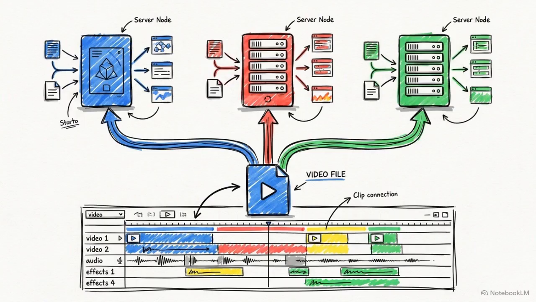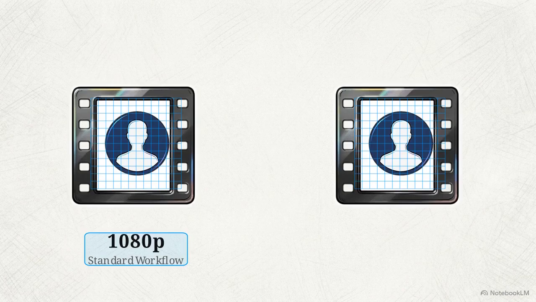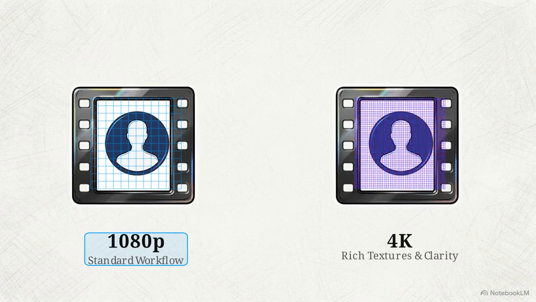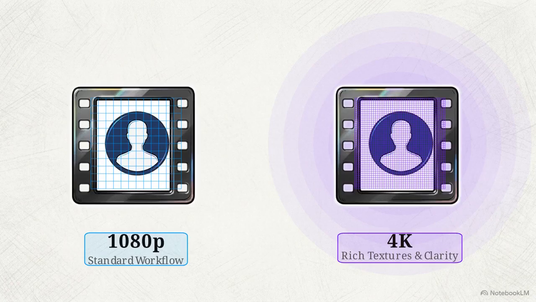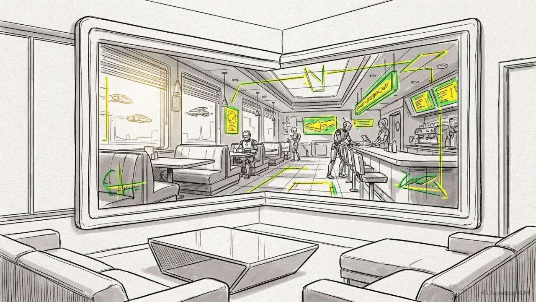For professional editing, you can access higher resolution export options through tools like Flow, Vertex AI, or the Gemini API. Toggle the upscaling feature to finalize your clips. You can choose between 1080p for standard workflows or 4K to bring out sharper textures and more clarity in the final render. This upscaling step ensures the AI-generated footage meets professional editorial standards for high-resolution displays.